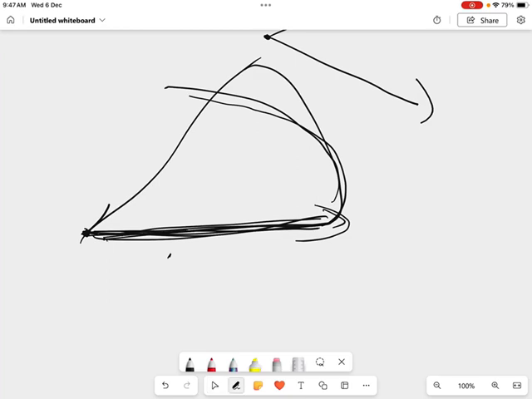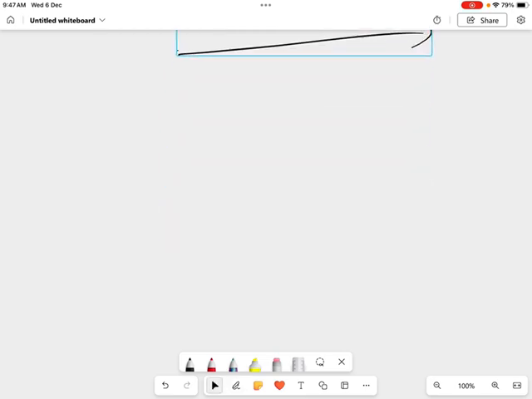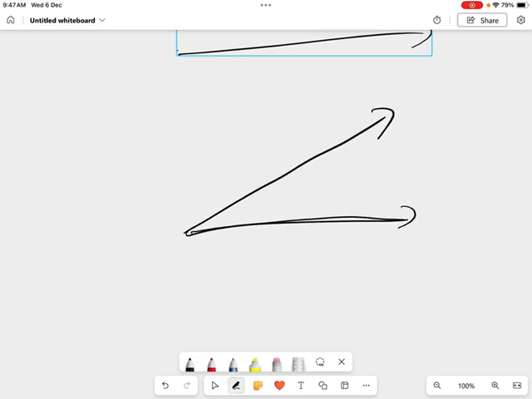This is the given ray, that is the original ray. For example, this is the ray and this is the given ray, and this is called the initial side, and this is called the terminal side, and this is called the vertex.